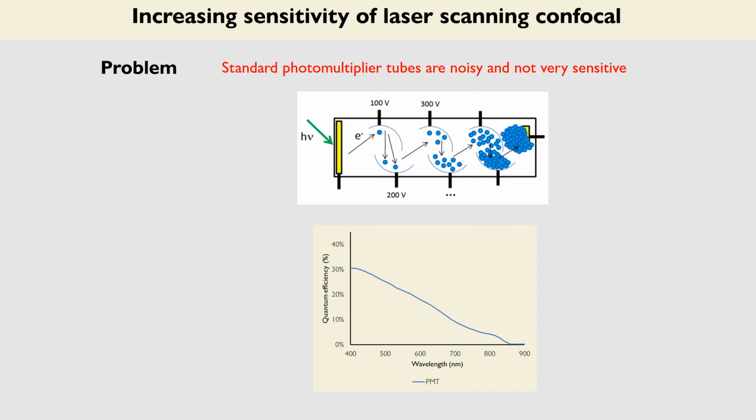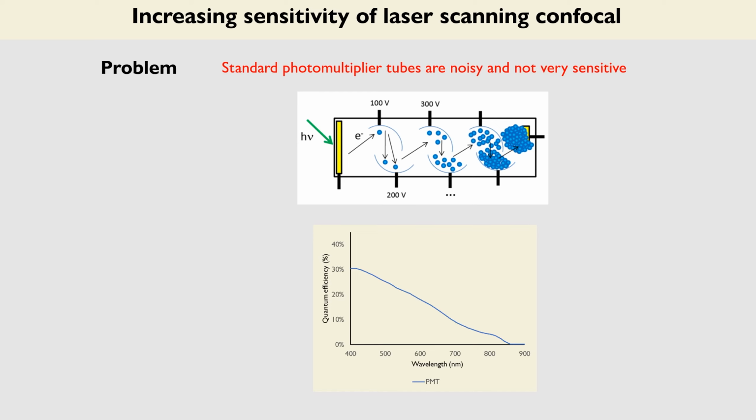This process is noisy and it's also not very efficient. So a classical photomultiplier tube has a quantum efficiency that maxes out at around 30% at a wavelength of 400. But even at wavelengths between 500 and 600, the efficiency is around 20%. So we're losing most of the photons. We are not detecting most of the photons that hit the detector. The quantum efficiency means, if a photon hits the detector, what's the probability that I will detect it at the other end? And you can see it's quite low for the photons we care about.